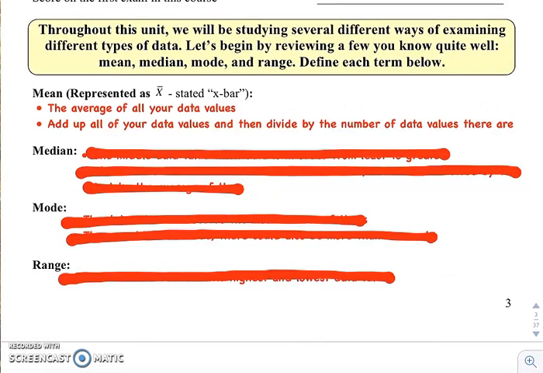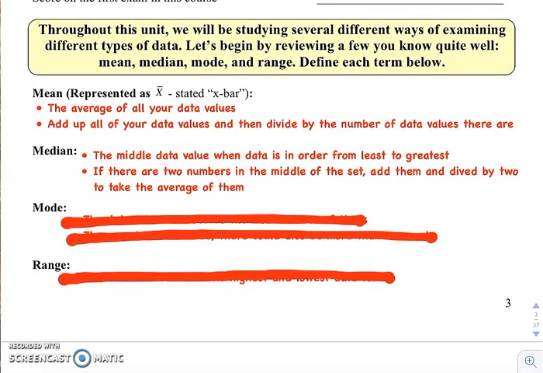Now the median is the middle. So it's the middle data value, but it's important that it's only the middle when you have your data in order from least to greatest. If they're not in order from least to greatest, you can't really truly see where the middle of your data set is.